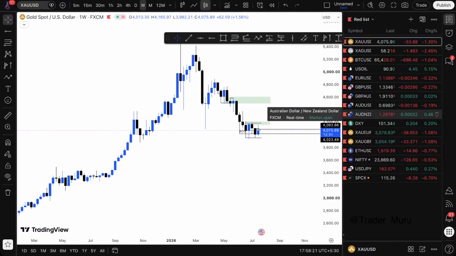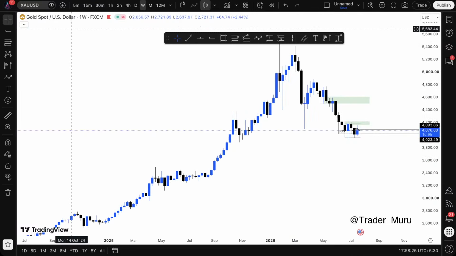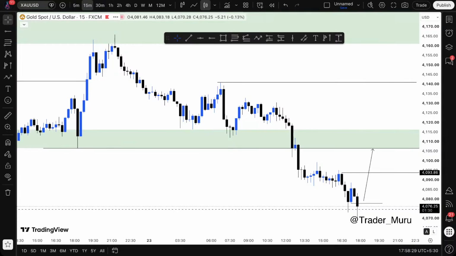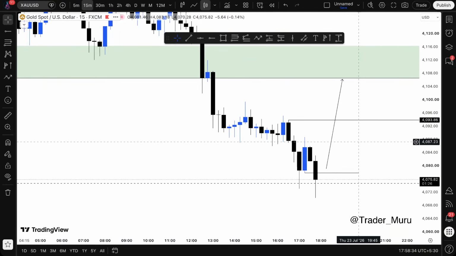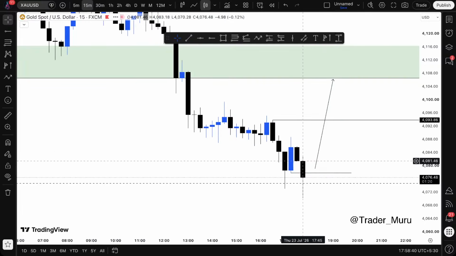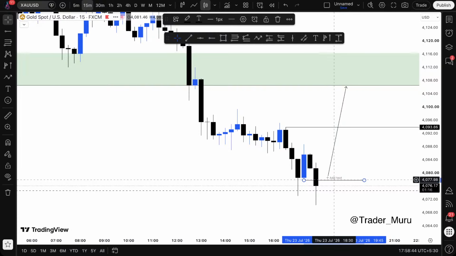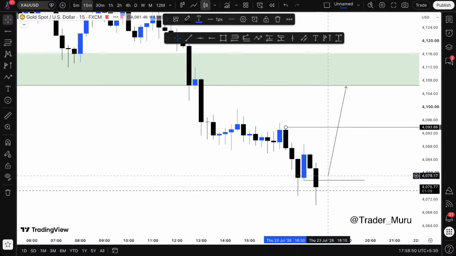4071 support tested, you shared in the Telegram group. Yes, it is tested. We just need a 15-minute closing here, then we can watch for a scalp. First target will be 93. But I guess you guys will not be able to catch this move, because we are running so late in the YouTube stream that even if price closes here and I give you an update, price will be somewhere near here before we can take an entry.